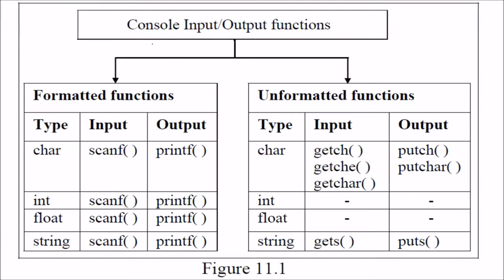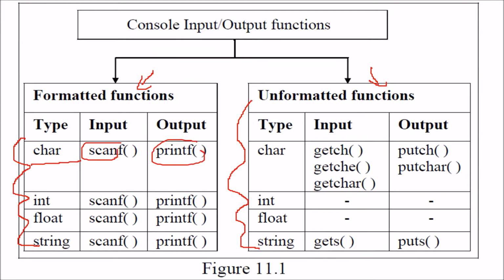First of all, let us know console input-output functions. So they are formatted functions and unformatted functions. In the formatted functions, the types are character, integer, float and string. In the unformatted functions, we have character, integer, float and string. In the formatted function, for character, we have scanf for input and printf for output. Scanf, printf, for all of them. This is for formatted functions.